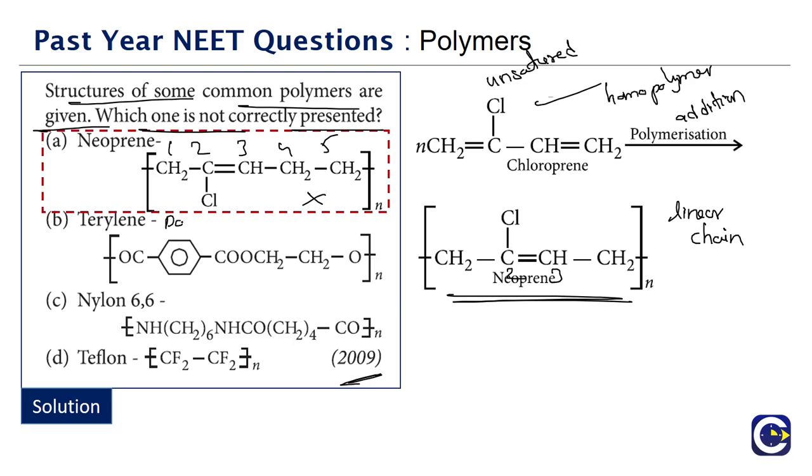Terylene, which is also called dacron, is correctly represented. Nylon 6,6, we can see that between 2 nitrogens 6 carbon units will be there, and between 2 CO groups 4 carbons. Totally it will be 6 carbons here, and here also 6 carbons. Teflon, what is Teflon? The repeating CF2 units. Okay, so all these are correct except option A, which is the neoprene.